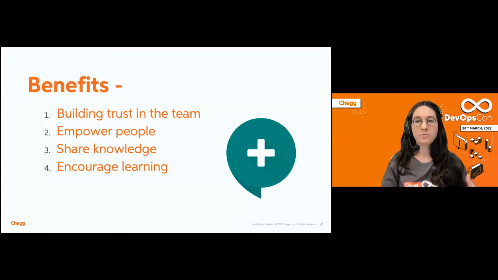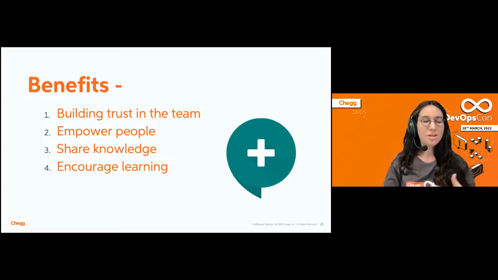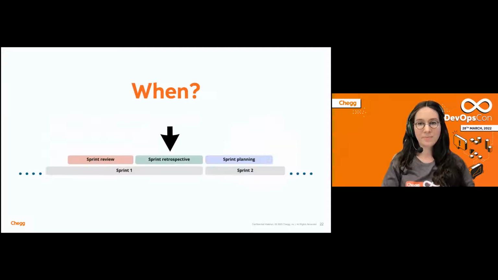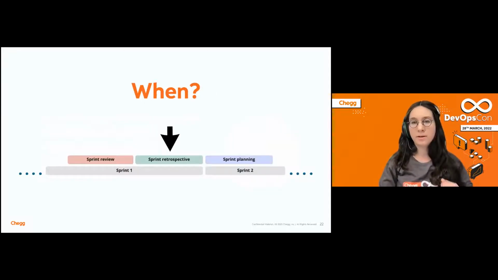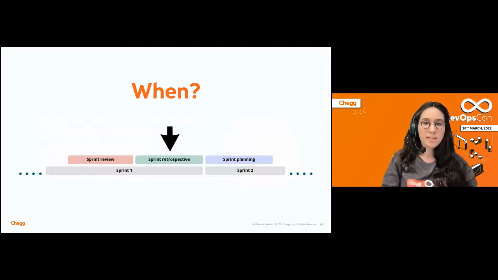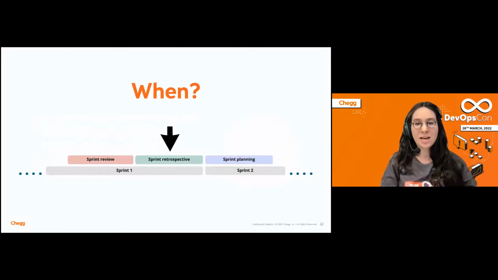Some of the benefits of a retrospective are to build trust in the team, to empower people, to share knowledge, and to encourage learning. One of the important things in a retrospective is the timing. When do we need to run a retrospective? The keyword retrospective indicates looking back or dealing with a past situation. That's why a retrospective needs to occur when the sprint is completed and just before the beginning of the next sprint, so we'll take those actions in the next sprint.